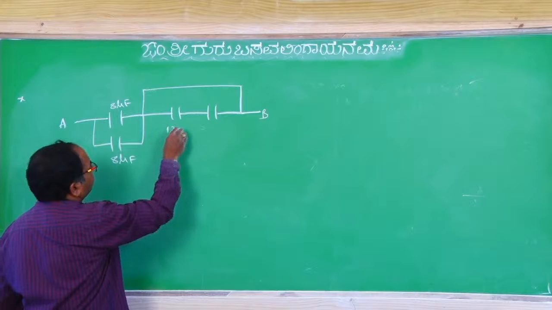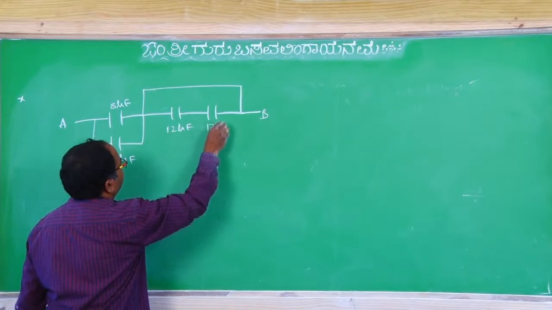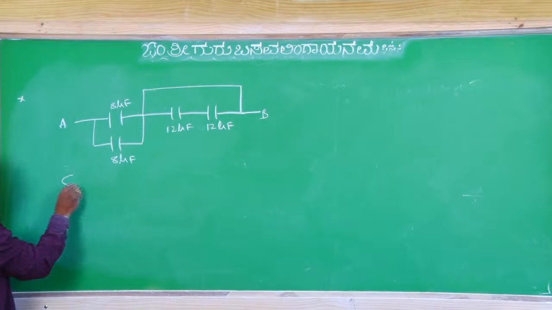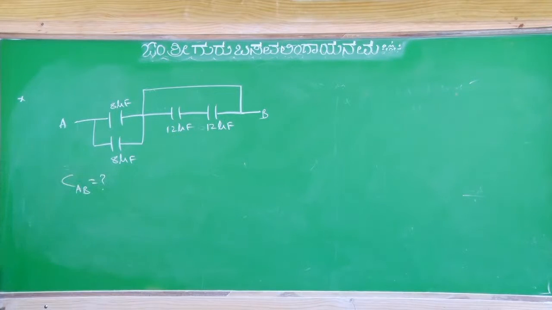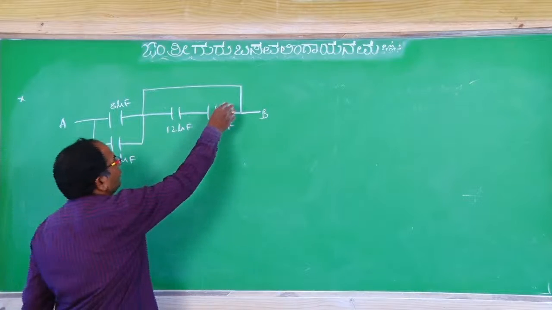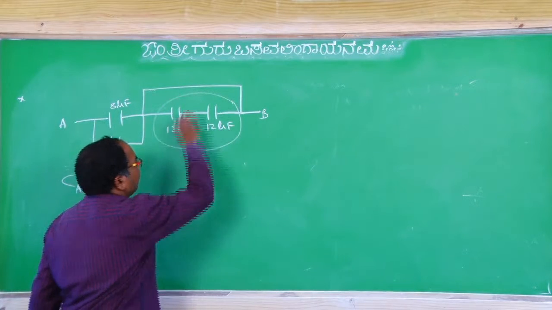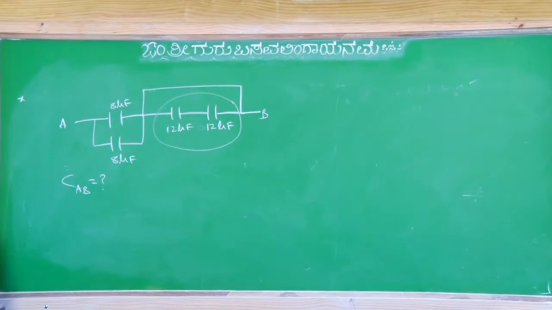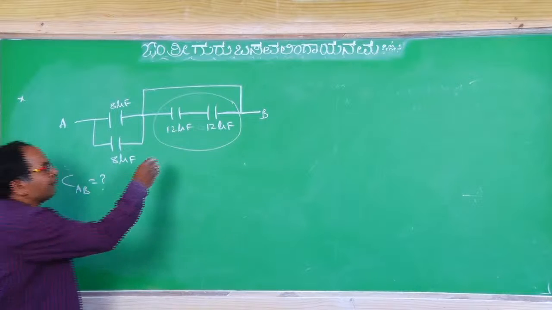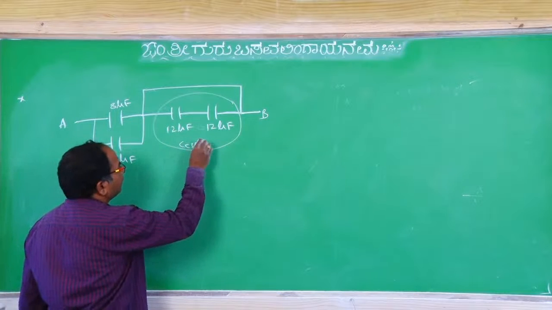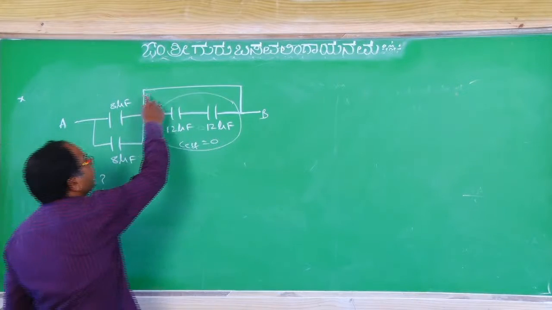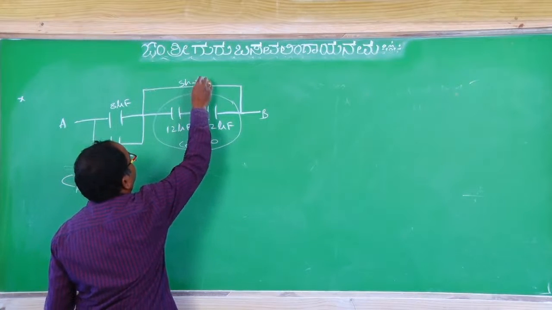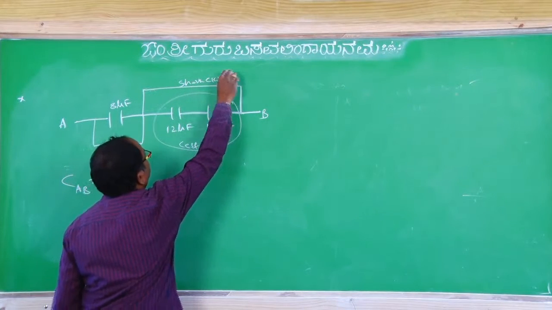Find out the effective capacitance in between A and B. Here try to tell, due to these two, what is the effective capacitance? 0. Why? Because this is short circuited. This is what? Short circuited.